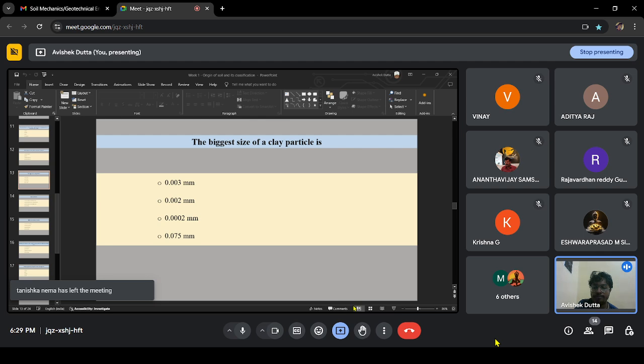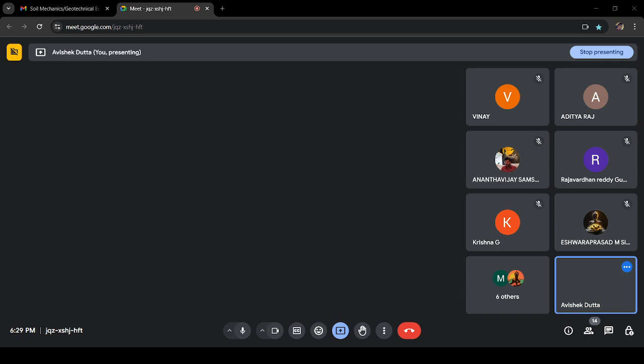Try to refer to the grain size distribution of the 4 major types of soils: gravel, sand, silt, and clay. You can definitely find the answer. So I repeat the question. The biggest size of a clay particle is 0.003 millimeter, 0.002 millimeter, 0.0002 millimeter, or 0.075 millimeter. I hope you have written down the question. We'll go to the next question.